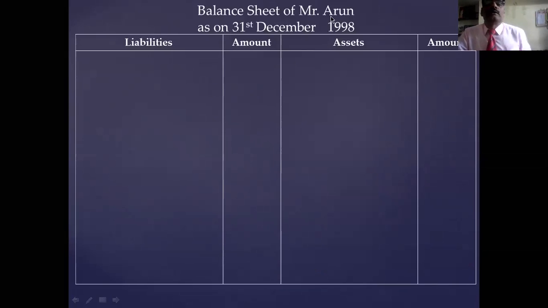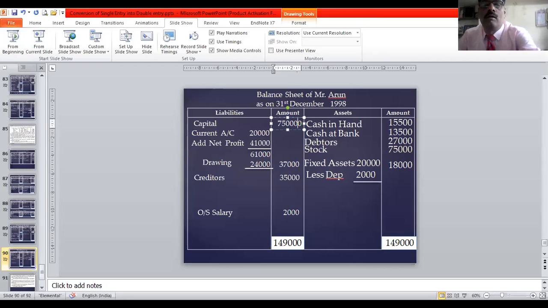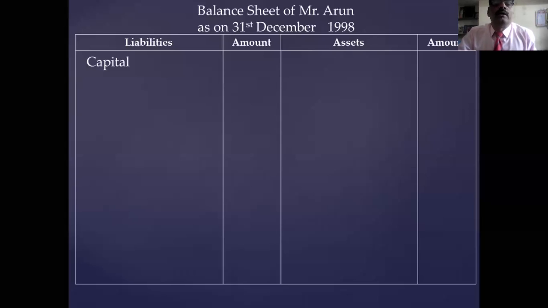Balance sheet of Mr. Arun as on 31st December 98. First you take the capital. Capital is the fixed amount. You don't change it. 75,000 is the capital. Opening capital, you don't adjust the capital because it is the fixed capital method.